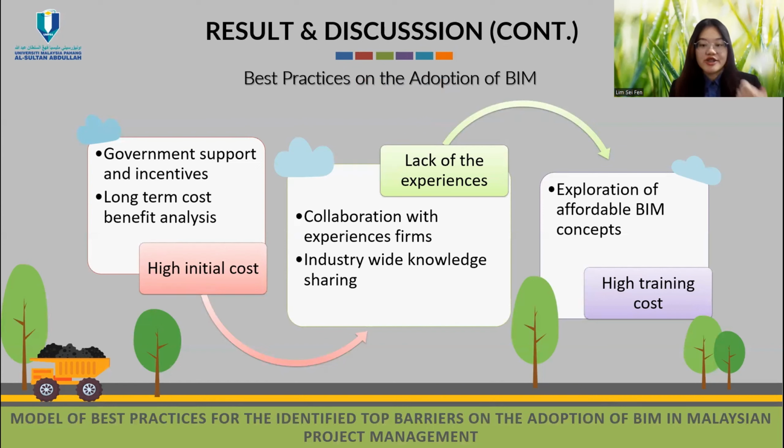To address the issue of high initial cost, it is suggested to seek government assistance and incentives, such as tax breaks, subsidies, or grants, and a long-term cost-benefit analysis is needed. To deal with the lack of experience, organizations should cooperate with experienced BIM implementation firms. These cooperations promote exchange of information by allowing employees to learn from seasoned experts and improve their BIM implementation skills. In order to address the issue of high training costs, it is advised that contractors investigate cost-effective BIM approaches such as pay-per-use or priority licensing.